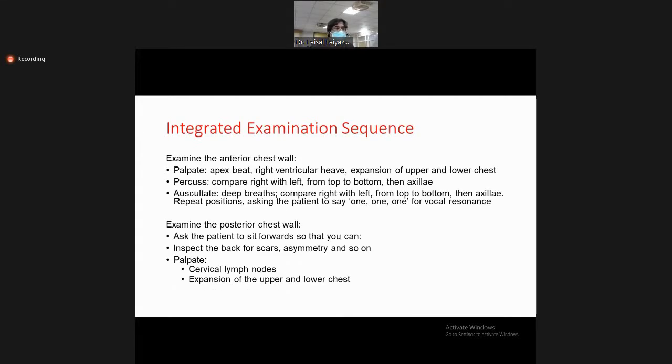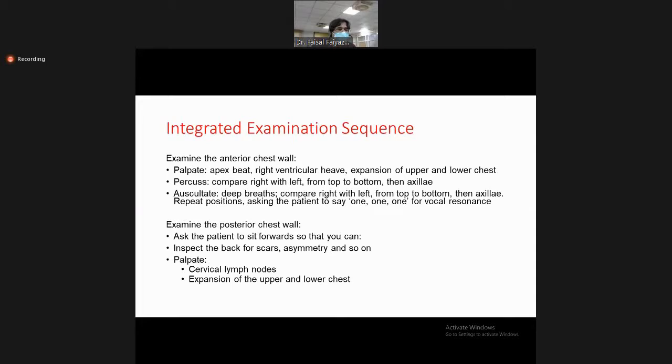Coming next to examine the anterior chest wall. In the palpation part, palpate the apex beat, right ventricular heave, and look for expansion of the upper and lower chest. Then do the percussion. In doing the percussion, you have to compare right with left and from top to bottom. This is always going to happen, whether you percuss or auscultate. It is very important that you compare both sides and from top to bottom as well.